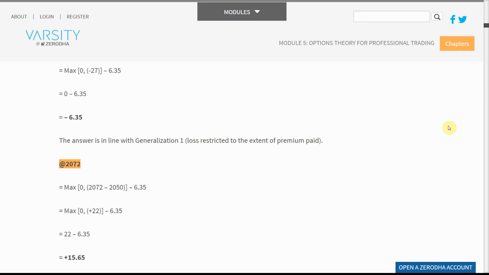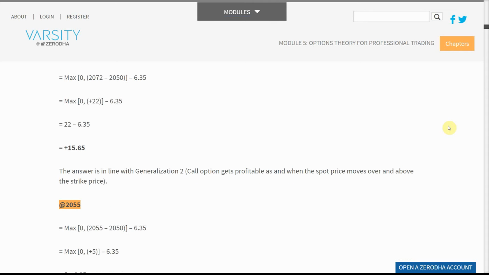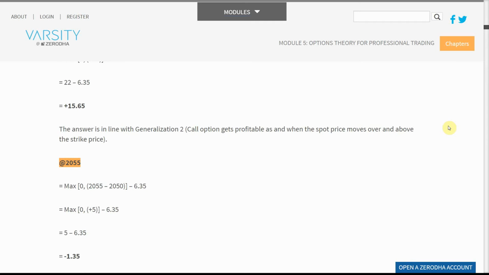At 2072, equals max of 0, 2072 minus 2050, minus 6.35, equals max of 0, plus 22 minus 6.35, equals plus 15.65. The answer is in line with generalization 2. Call option gets profitable as and when the spot price moves over and above the strike price.